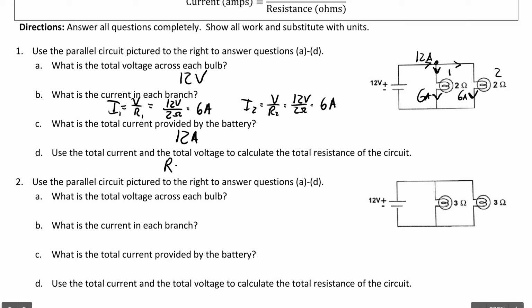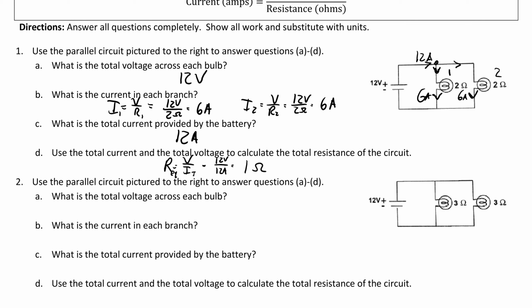So you have R is equal to V over I, and this is the equivalent resistance. We're going to use the total current, and the total voltage is the same everywhere. It's 12 volts. So this is 12 volts over the total current, 12 amps. So the equivalent resistance is 12 divided by 12. It's only 1 ohm of resistance.